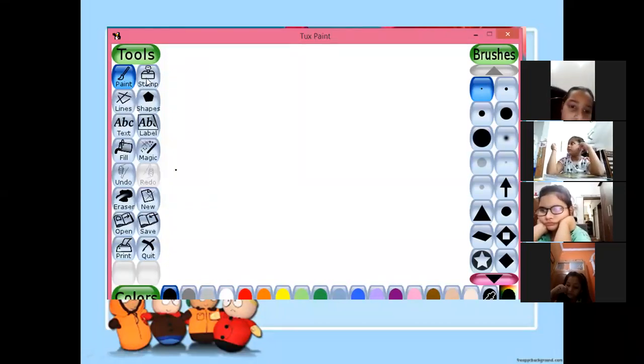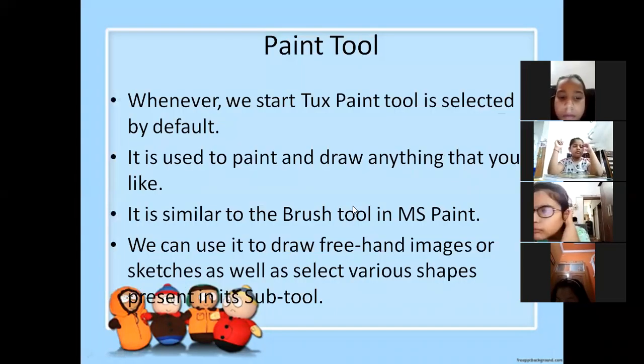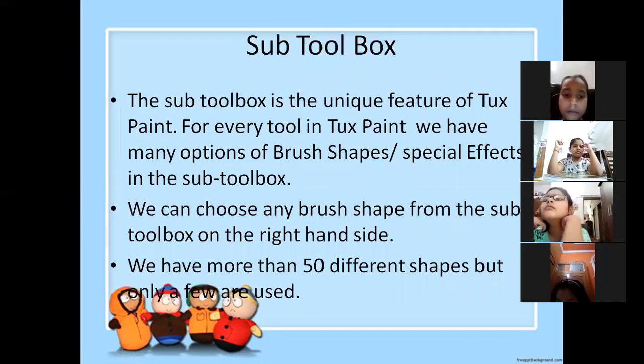And here we are having many other features also, like stamps, lines, shapes, text. What do you mean by text? If I want to write anything. Okay. So similarly, we have many features.